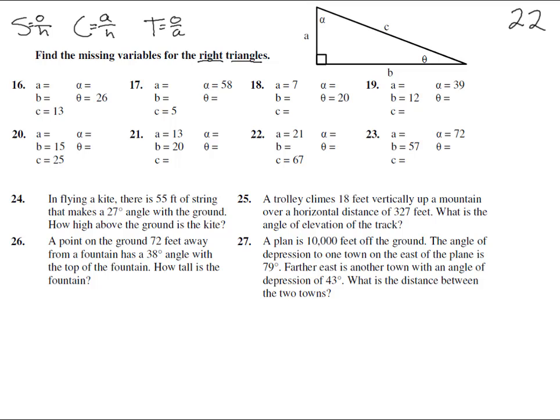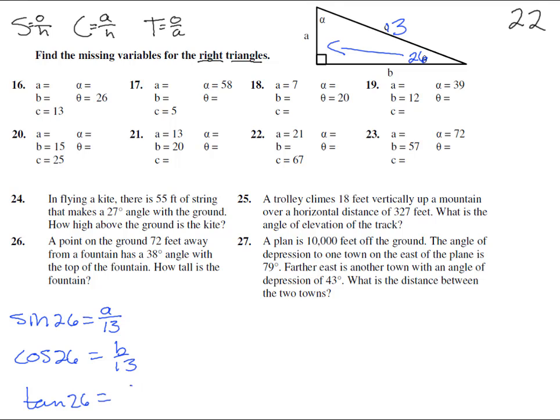Number 16 says we have C is 13 and theta is 26. Well, good, let's write out what those will look like. We have sine of 26 equals A over 13. That's opposite over hypotenuse. Good. Cosine of 26 is going to equal B over 13, and tangent of 26 is going to equal A over B. Well, we don't know A over B. We can't solve that guy, so that's not as valuable. But these two we can stick in our calculator.